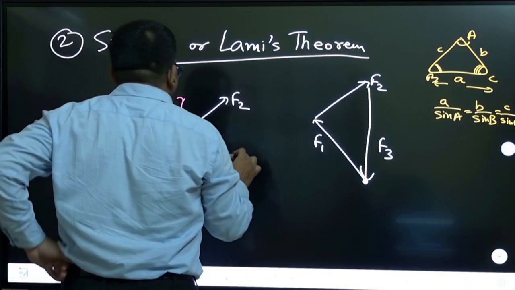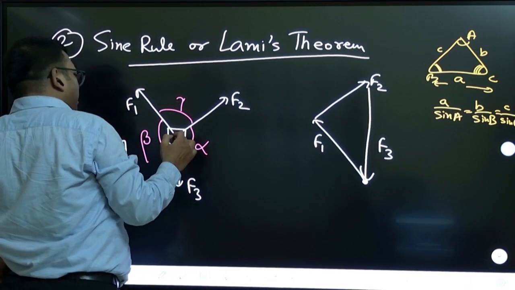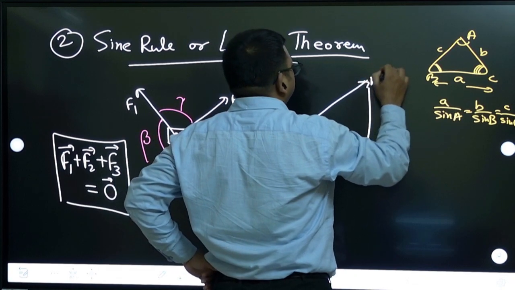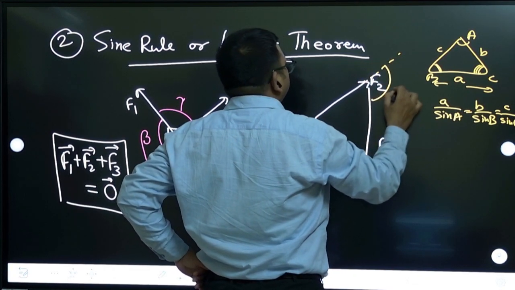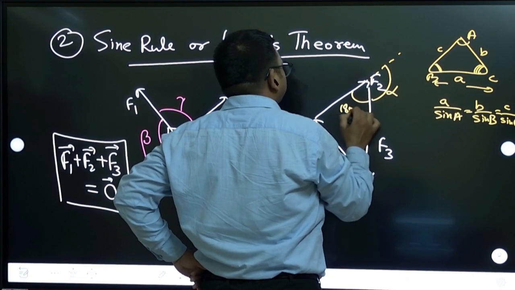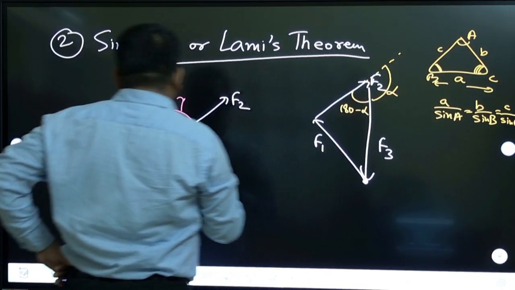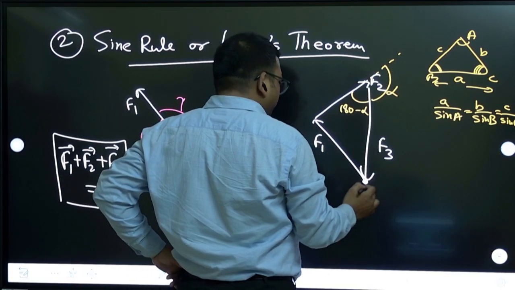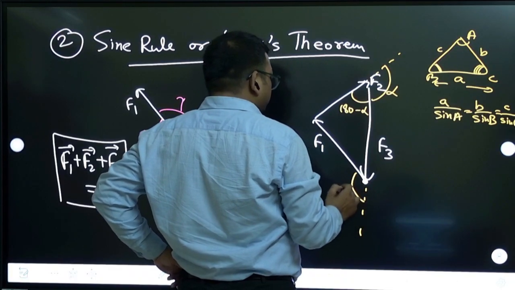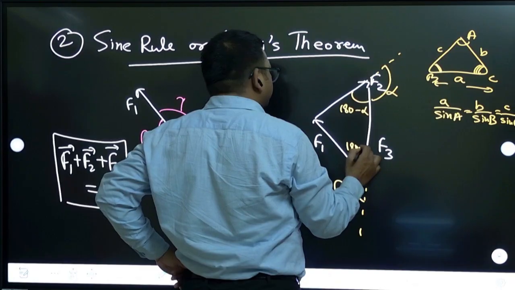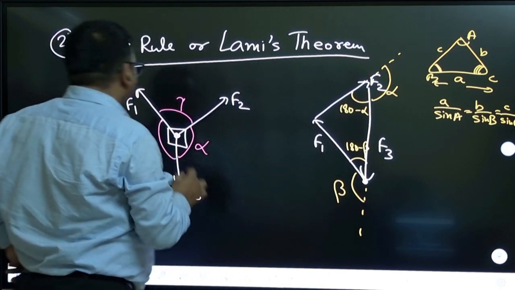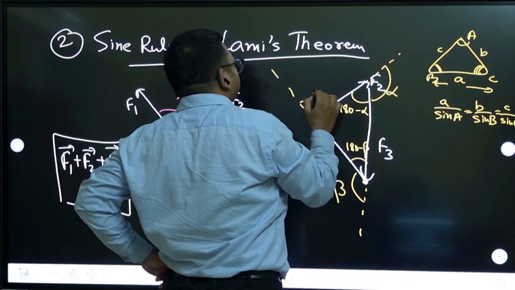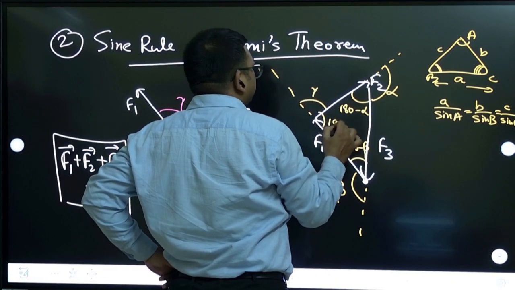So similarly here try to find out the angles. We know angle alpha is between F2 and F3. So this is F2 direction and this is F3. So this angle is alpha. Note that this angle becomes 180 minus alpha. Similarly, beta is between F1 and F3. So F1 is going this way, F3 direction is going this way. So this angle is beta. So this becomes 180 minus beta. Similarly, gamma is between F1 and F2. So this is the direction of F1 and this is F2. So this is gamma. So this angle becomes 180 minus gamma.